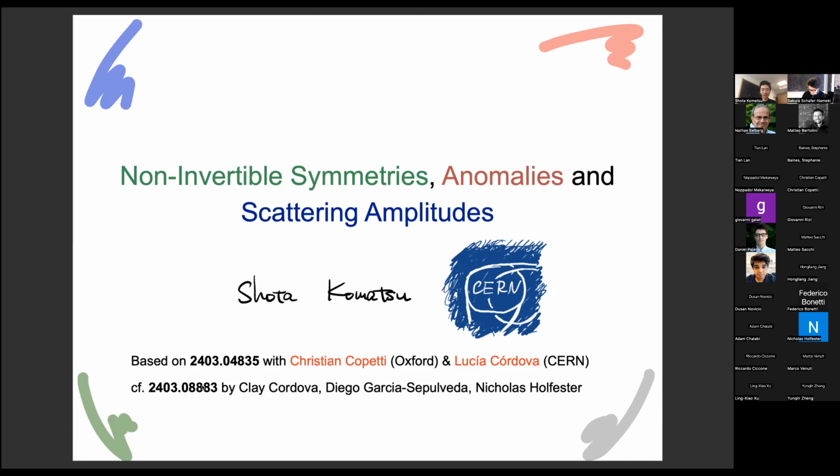There is no overlap between the contents of these two papers, but both discuss basically the same physical theory, the same RG flow. So I will also make some comments about this. Okay, so let's start.